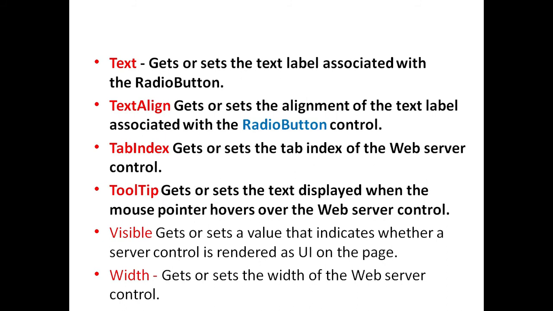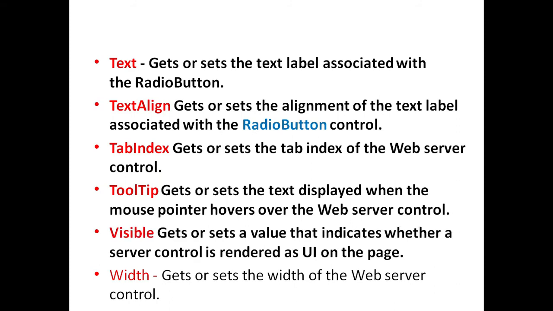ToolTip is used to get or set the text displayed when the mouse pointer hovers over the web server control. Visible property is used to get or set a value that indicates whether a server control is rendered as UI on the page. And Width property is used to get or set the width of the web server control.